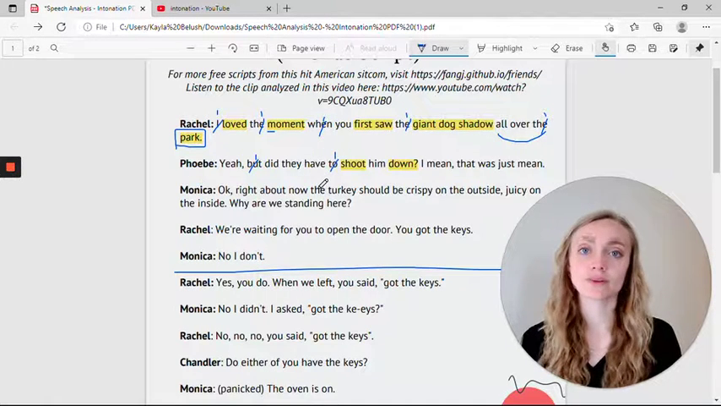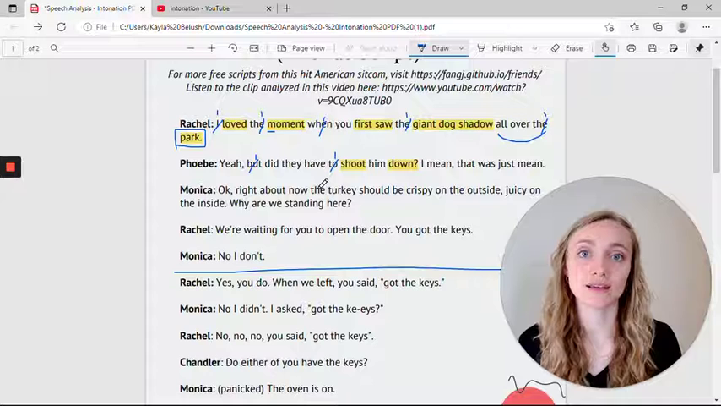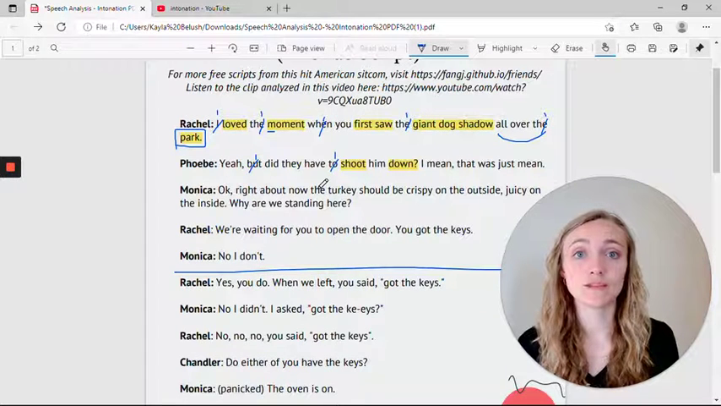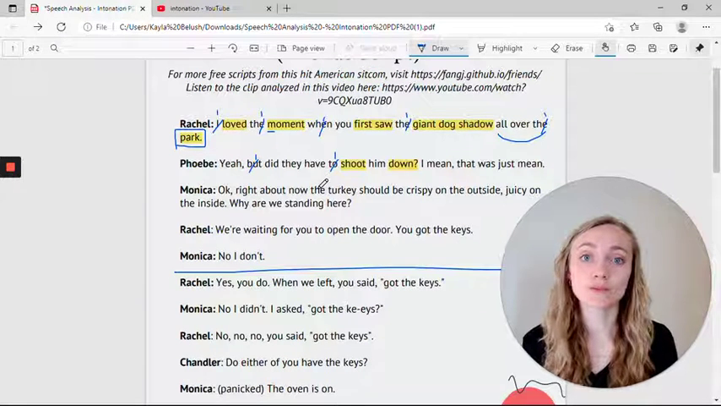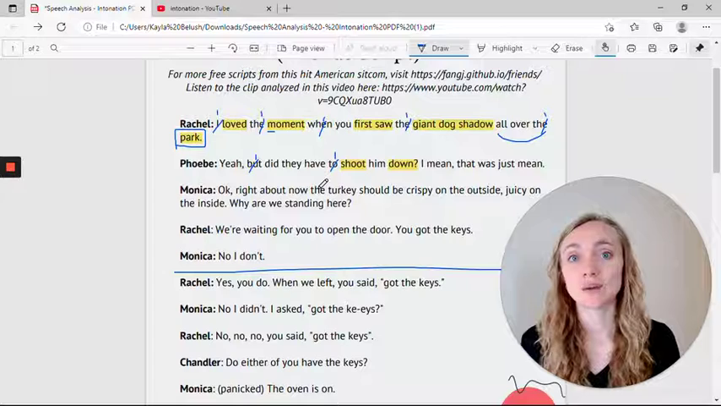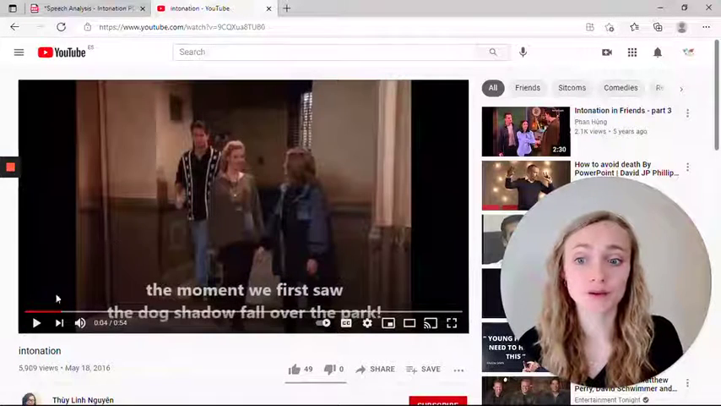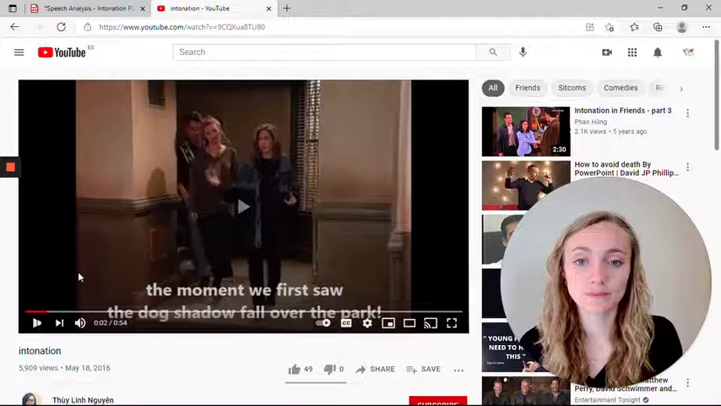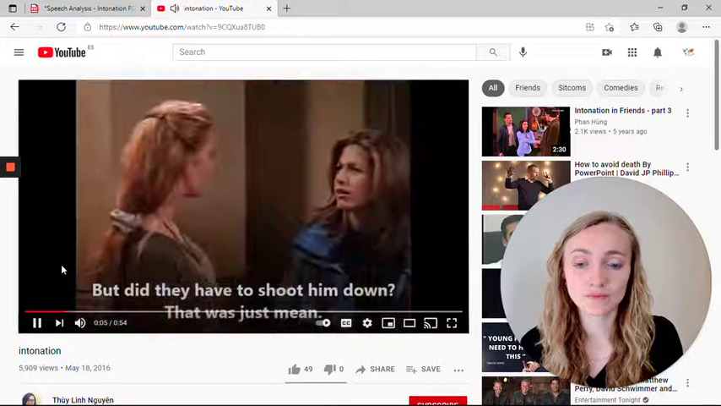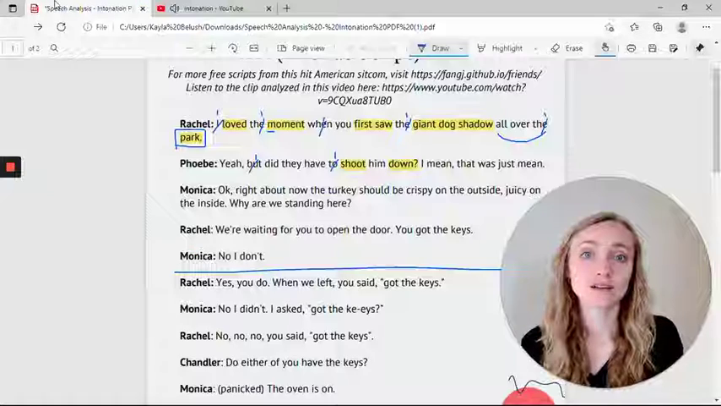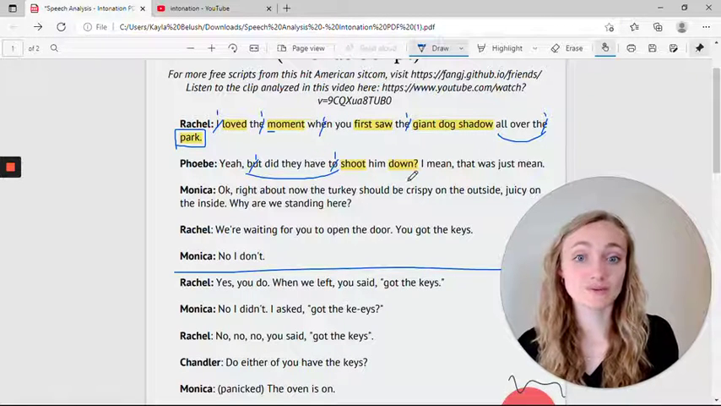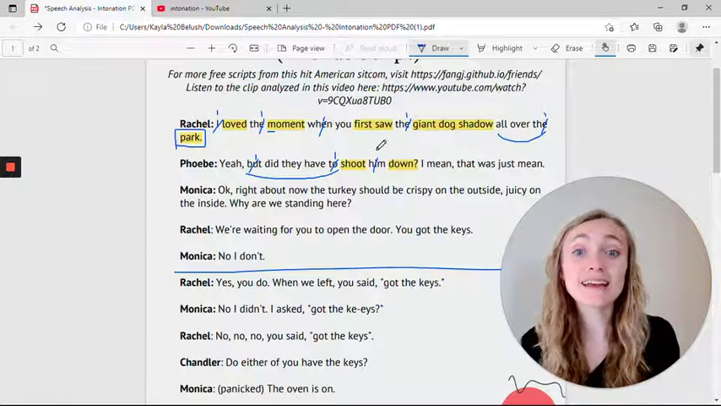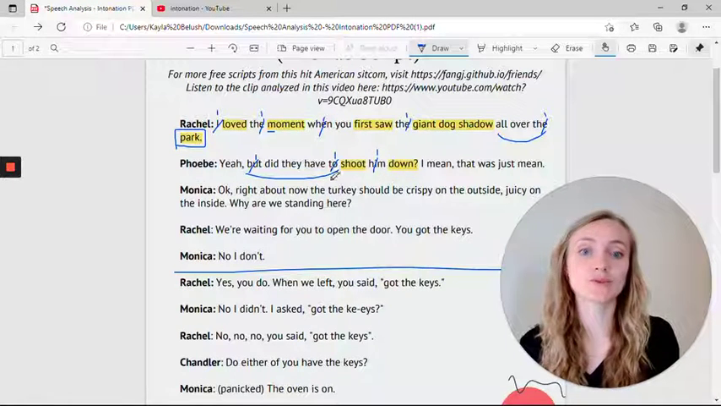and all of the function words can be turned into a reduced form with a schwa, but how many words are reduced can maybe just depend on how quickly someone is speaking. So let's listen to Phoebe. All over the park? Yeah, but did they have to shoot him down? So this part goes really fast. But did they have to shoot him down? Him, we also don't hear "him," but "'im," shoot him down.